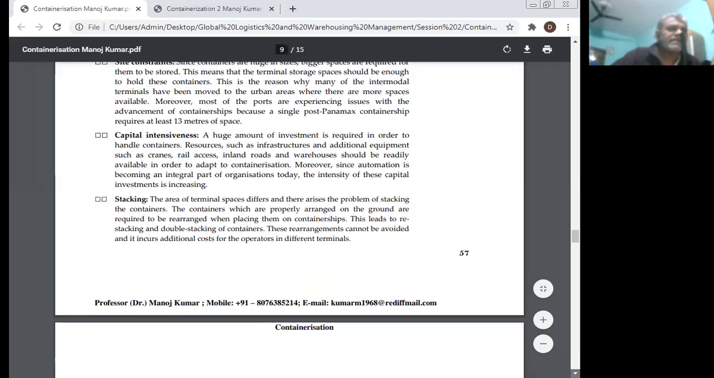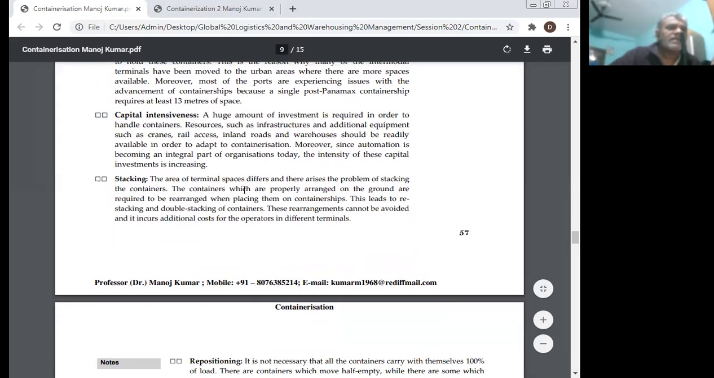Number three, stacking. The area of the terminal spaces differs and there arises the problem of stacking of the containers. The containers which are properly arranged on the ground are required to be rearranged when placing them on the container ship. This leads to restacking and double stacking of the containers. This rearrangement cannot be avoided and it incurs additional cost for the operators in the different terminals.